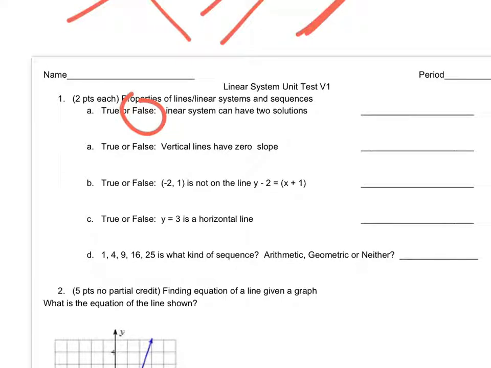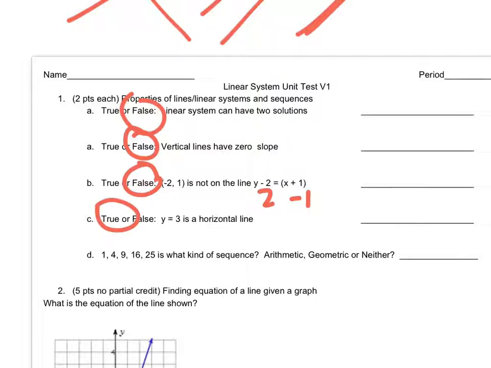We got A2 apparently. Vertical lines have zero slope. That of course is going to be false. Same thing with B. It says (-2, 1) is not on the line. Correct. That's also going to be false because the way it's reflected is (2, -1). We'll talk more about that in class. C, it says true or false, y equals 3 is a horizontal line. That's going to be true.